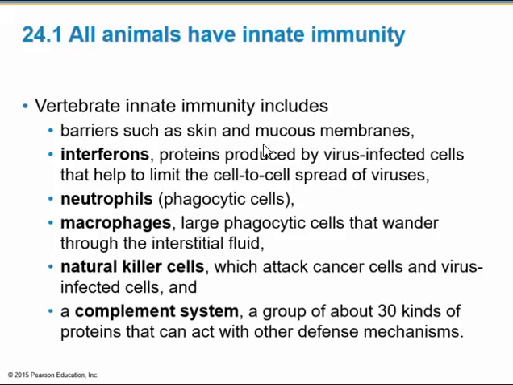Neutrophils are the most abundant white blood cell. They protect us by phagocytosis. They eat pathogens. Macrophages are another type of white blood cell. These are large phagocytic cells that are not restricted to the blood. They actually can leave the circulatory system and wander through the tissues, through the interstitial fluid.